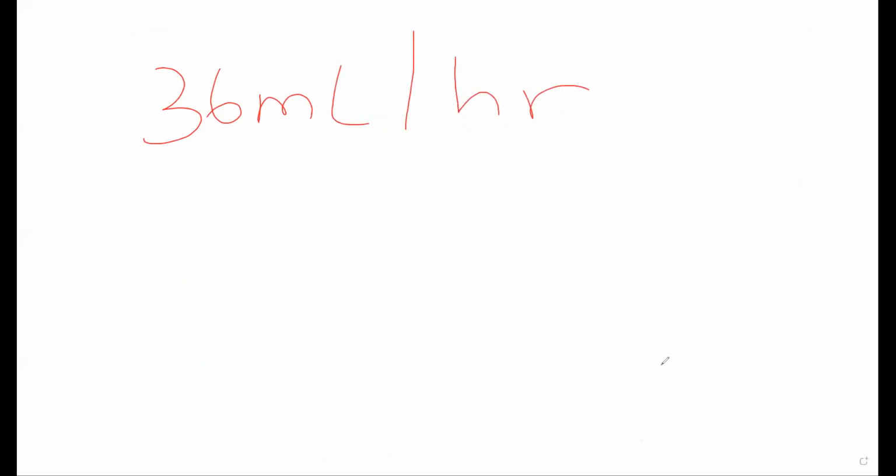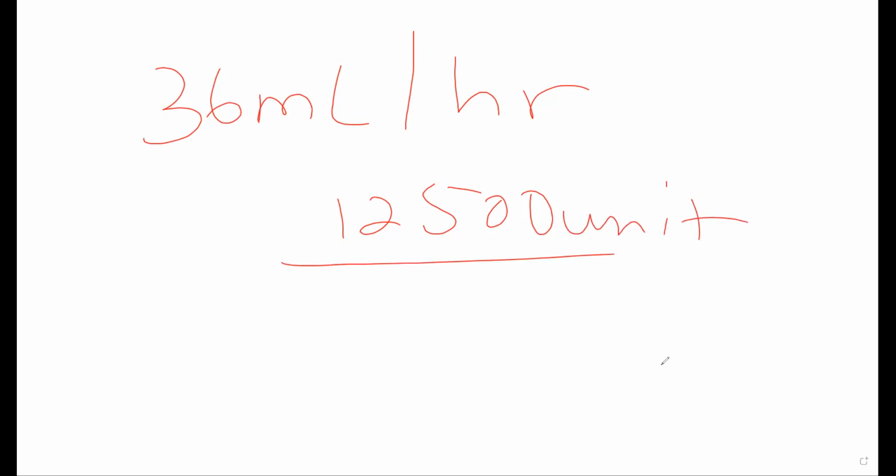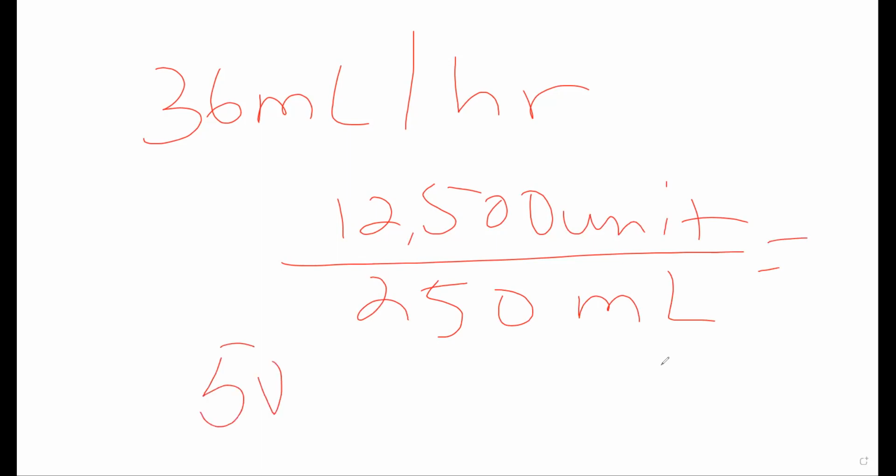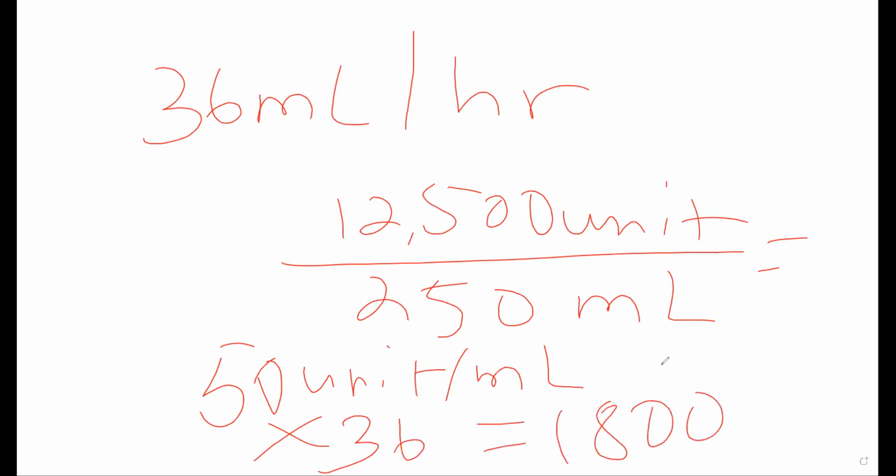Okay, so it says the patient's receiving 36 mLs per hour. We know that we have 12,500 units per 250 mLs. When we do the math, that gives us 50 units per mL. We're going to multiply that times 36, which gives us 1,800 units. Okay?